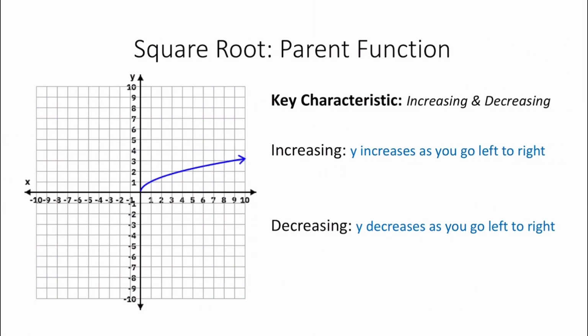So if we look at the square root function, notice that it is always increasing, right? It is always going up. So it's going to be increasing over the interval that's its entire domain. We would say it's increasing from 0 to positive infinity. It's decreasing actually never, because the function is never going down as you go left to right.